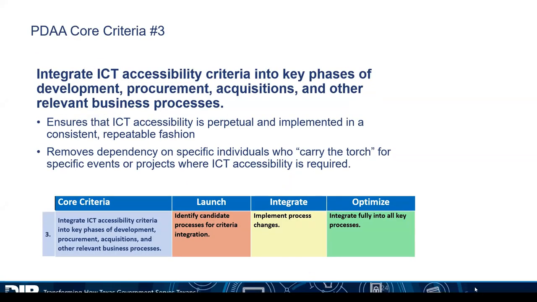Then criteria three, making sure that you've got accessibility integrated into the key business processes to make sure that it's repeatable and it happens all the time, and you're not dependent on these torch carriers to stand up and say, oh, we need accessibility. And then, depending on what the product managers and others want to do, you may get it and you may not.